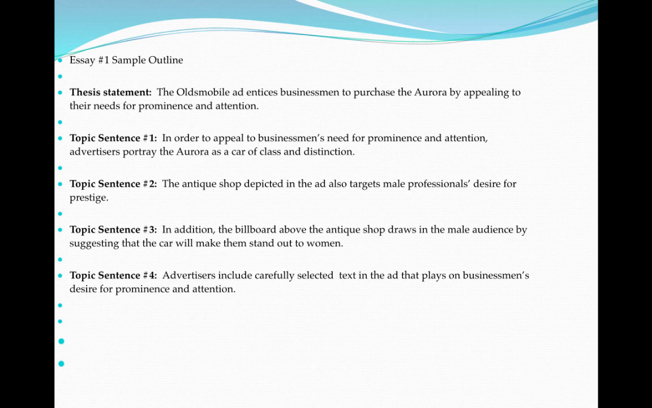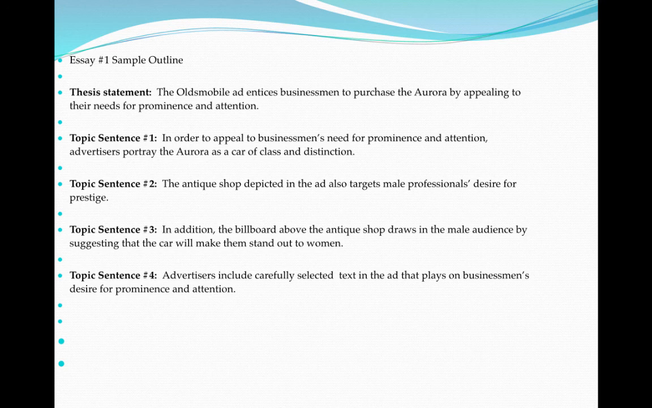So again, my thesis, the Oldsmobile ad entices businessmen to purchase the Aurora by appealing to their needs for prominence and attention. My first topic sentence, in order to appeal to businessmen's need for prominence and attention, advertisers portray the Aurora as a car of class and distinction. Number 2, the antique shop depicted in the ad also targets male professionals' desire for prestige.